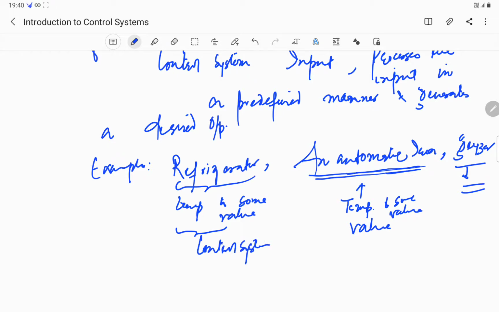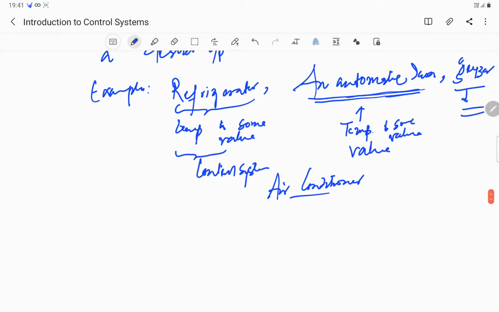In case of an automatic iron, it works like a control system. Now, for example, an air conditioner is again an example of a control system. What happens is that the air conditioner maintains the temperature of the room at some fixed value. Here, the air conditioner is a control system and the maintained temperature is the desired output.